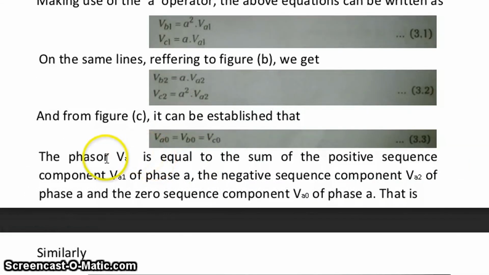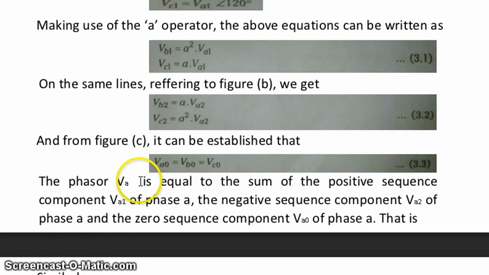Now the phasor VA, now this is one of the important facts. We have seen the zero sequence component, there is no phase displacement between the different vectors, right? So VA0 is equal to VB0 is equal to VC0. Now the fact to be noted is the phasor VA is equal to the sum of the positive sequence component VA1 of phase A, the negative sequence component VA2, and VA0 of the zero sequence component.